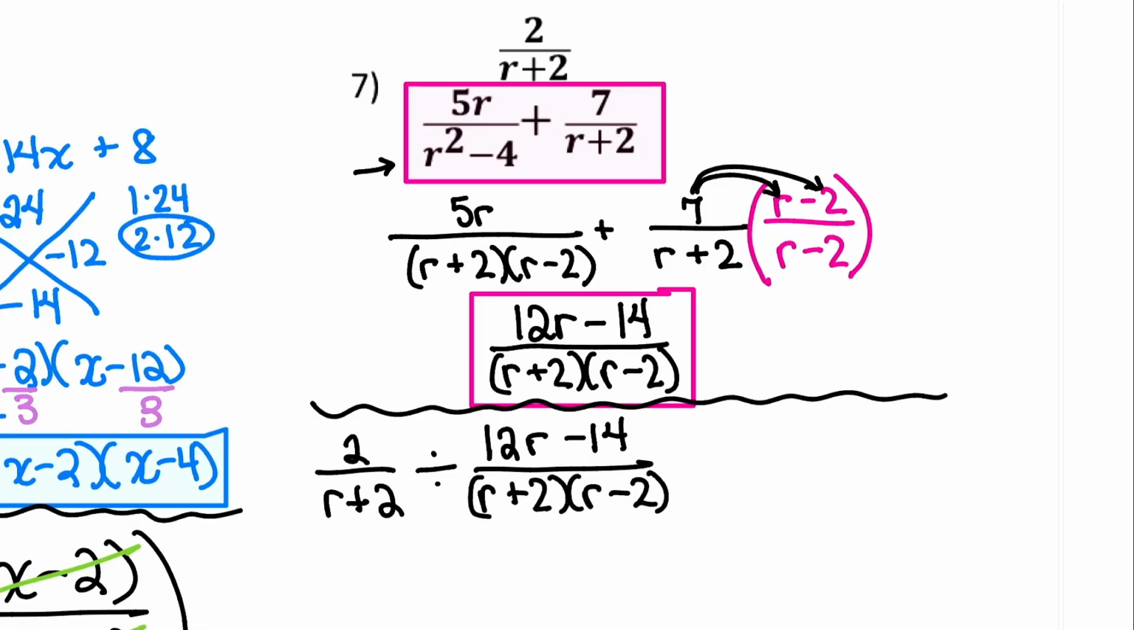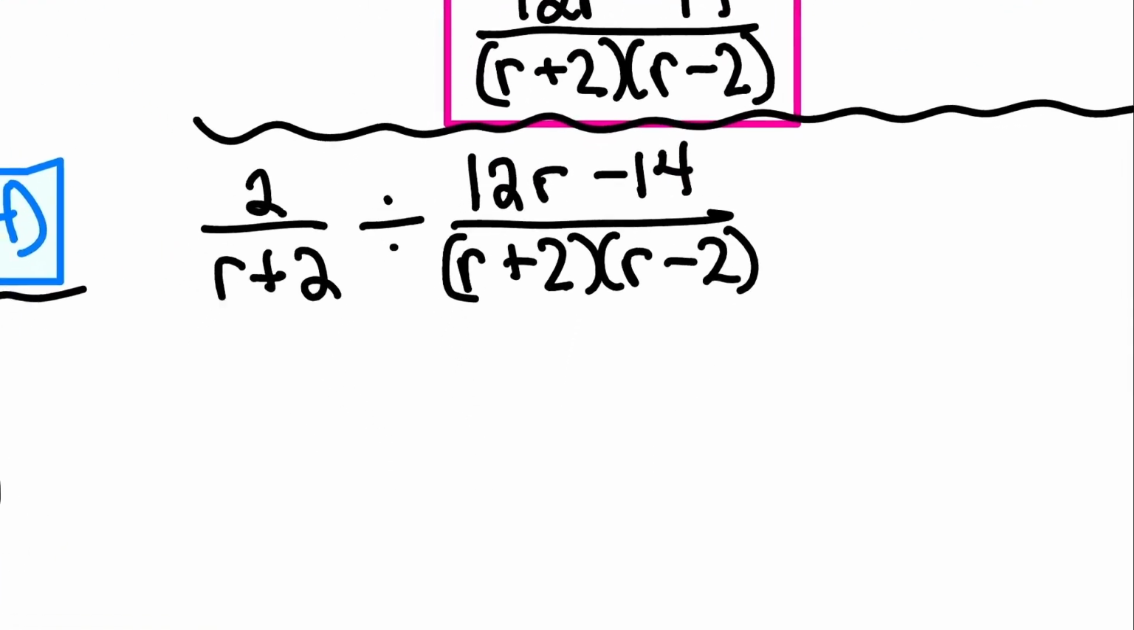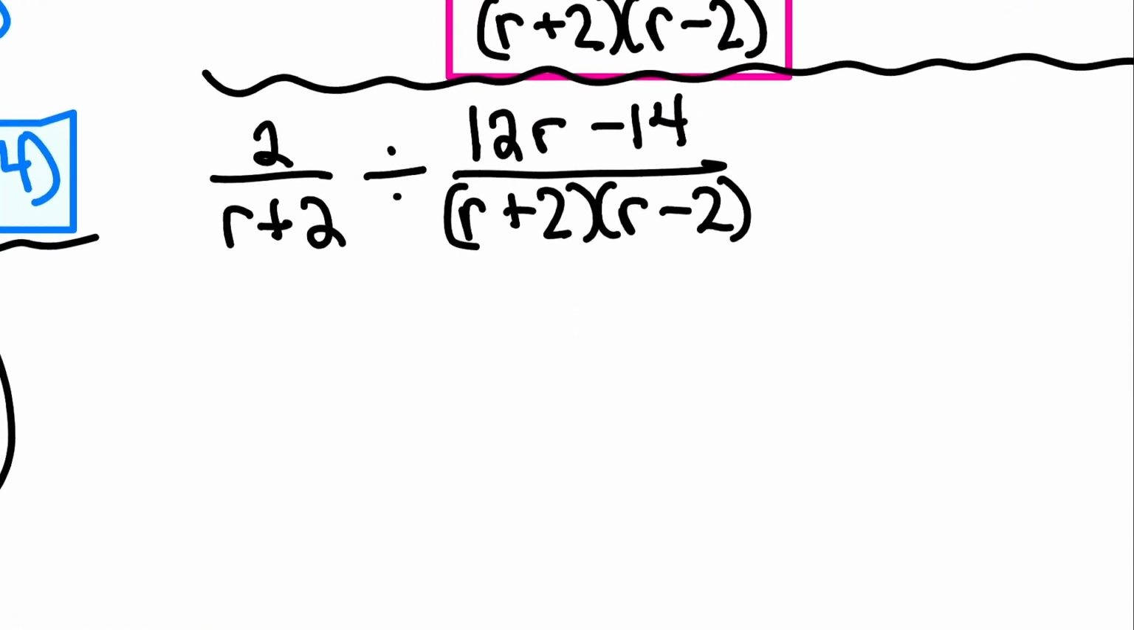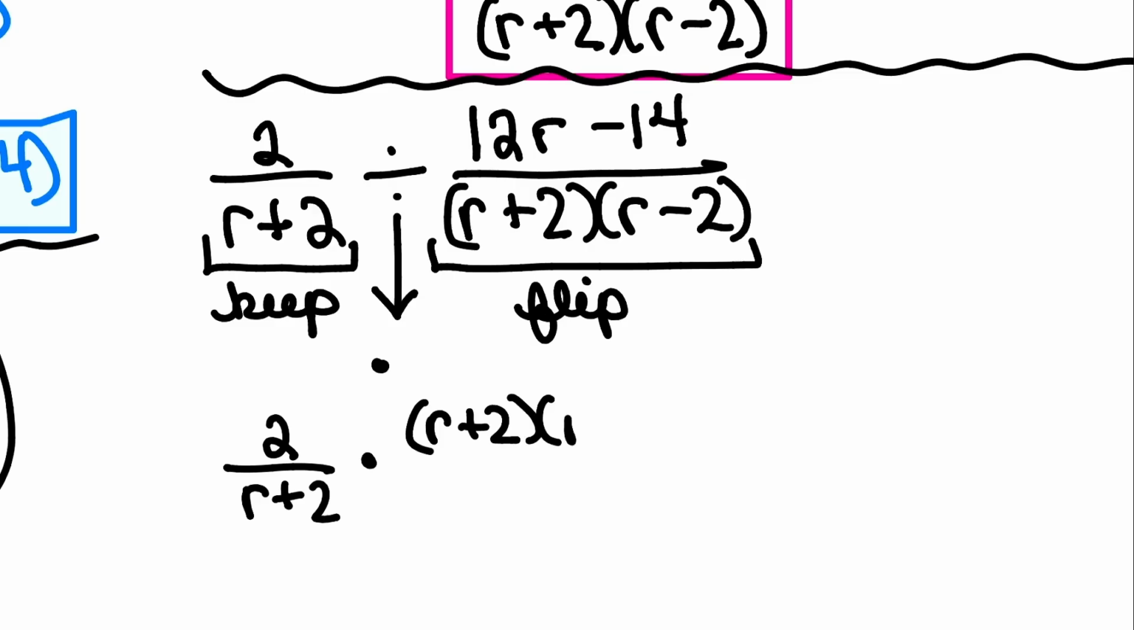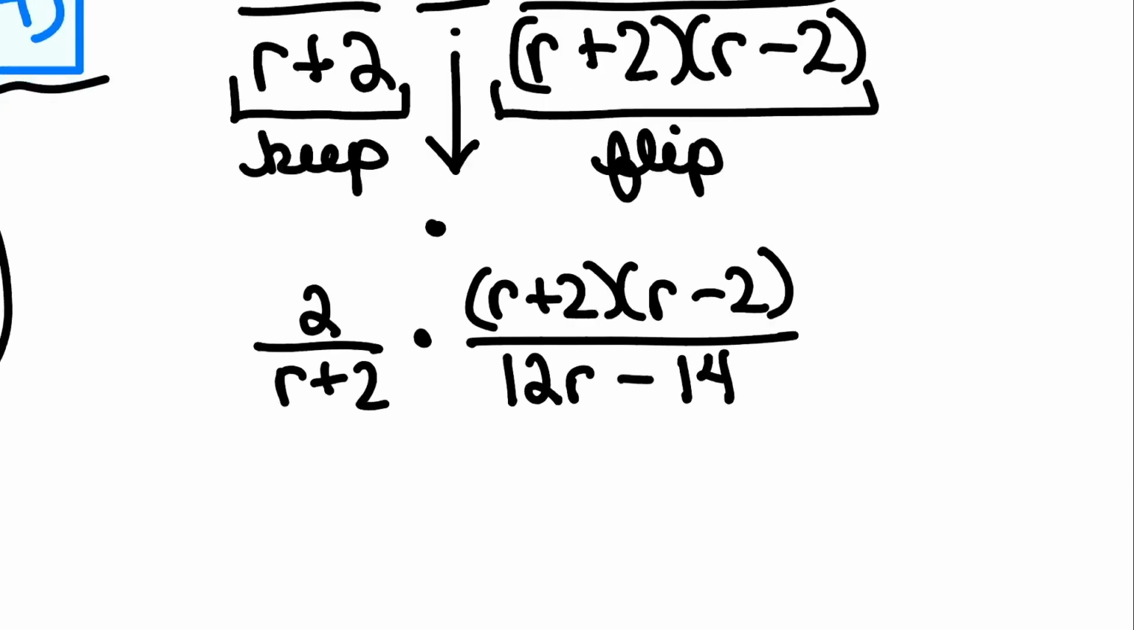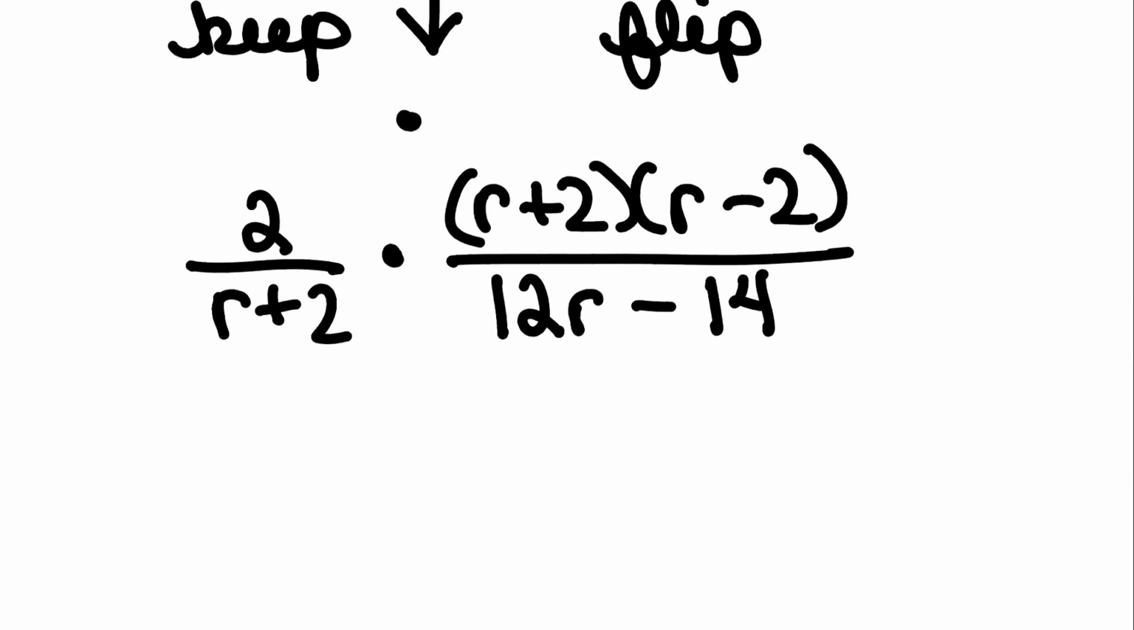Okay. So this is going to become a keep, change, flip situation. We're going to keep the first term. We're going to change this to multiplication, and then we are going to flip this whole thing. So we're going to have 2 over r plus 2 times r plus 2, r minus 2 over 12r minus 14. Now we can cross simplify. So if you see any shared terms diagonally, we can go ahead and cross those out.